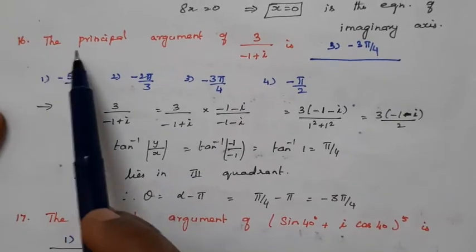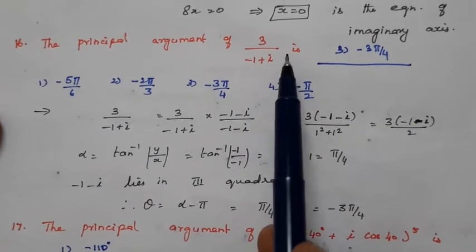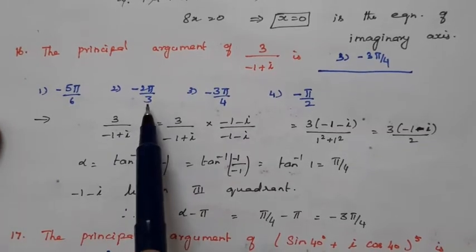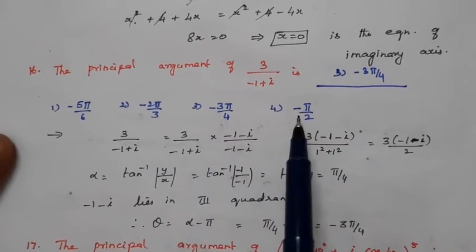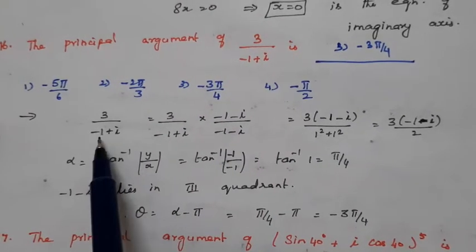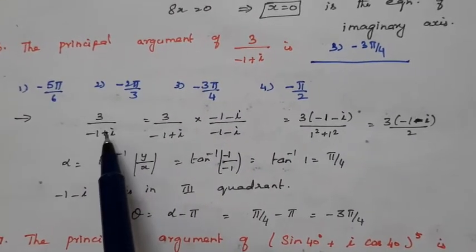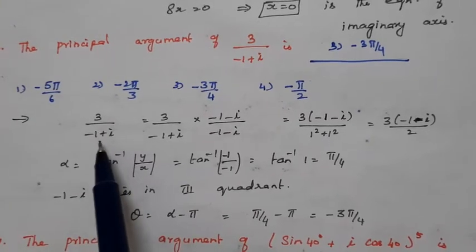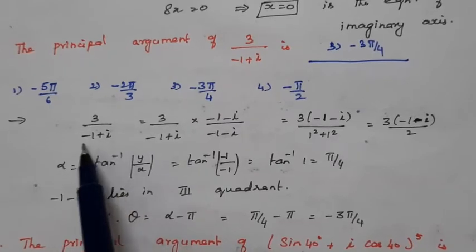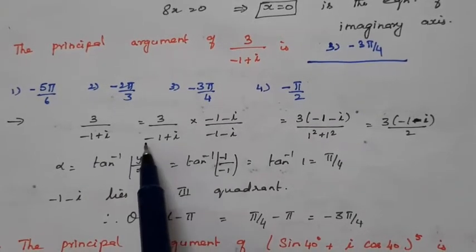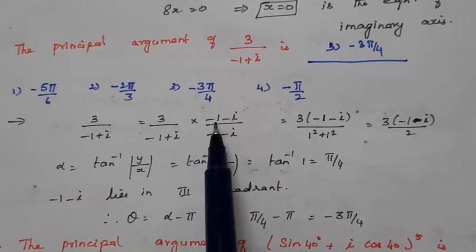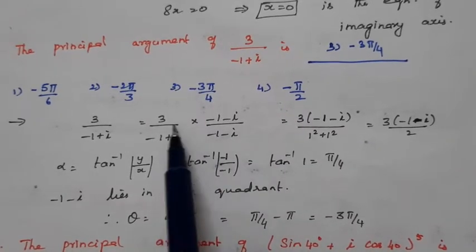16th sum. The principal argument of 3 by minus 1 plus i is dash. Options are minus 5 pi by 6, minus 2 pi by 3, minus 3 pi by 4 and minus pi by 2. So the given complex number 3 by minus 1 plus i is not in rectangular form. So let us convert this to rectangular form by multiplying and dividing by the conjugate of the denominator. So what is the conjugate of the denominator? Minus 1 minus i.